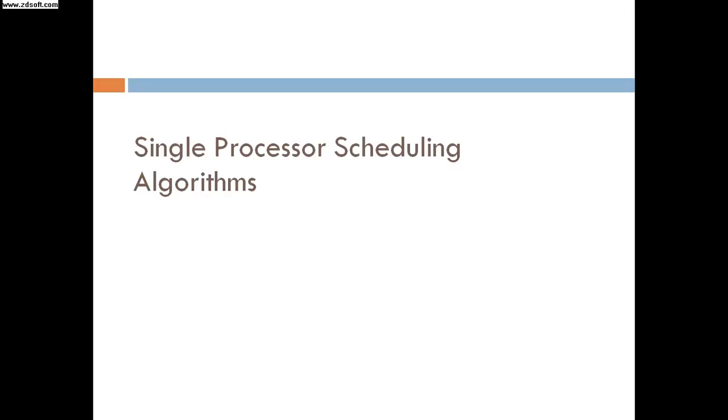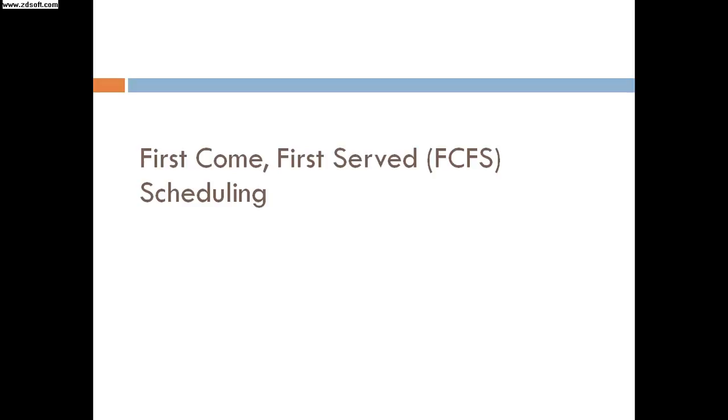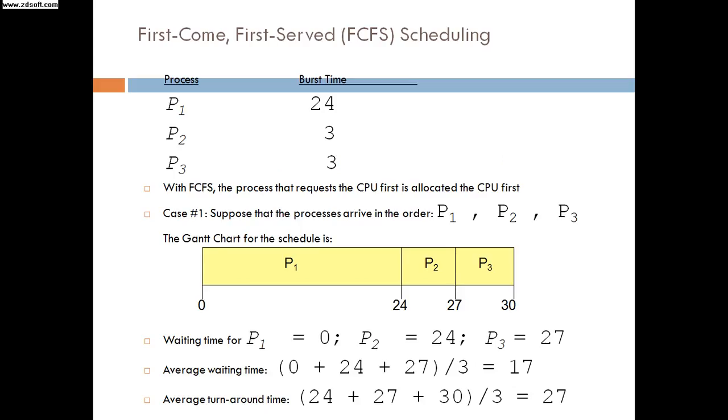So next we shall discuss the single process scheduling algorithms. There are four well-known algorithms: first come first served, shortest job first, priority, and then round robin. Under the FCFS scheduling algorithm, whatever process enters the system first will be allocated the CPU first. With a simple example we can define the FCFS scheduling algorithm.